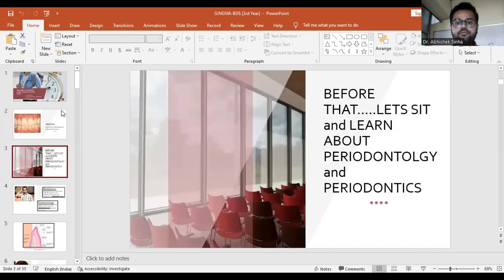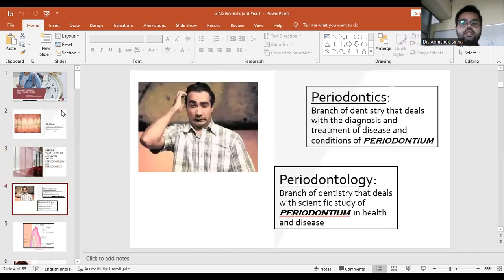Before that, since it is completely a new branch for you, first you need to know what is periodontology and what is periodontics. Periodontics per se is a branch of dentistry which deals with the diagnosis and treatment of disease and conditions of the periodontium. So basically, when we are talking about periodontics, we are dealing with the diagnosis, the clinical aspect of perio.